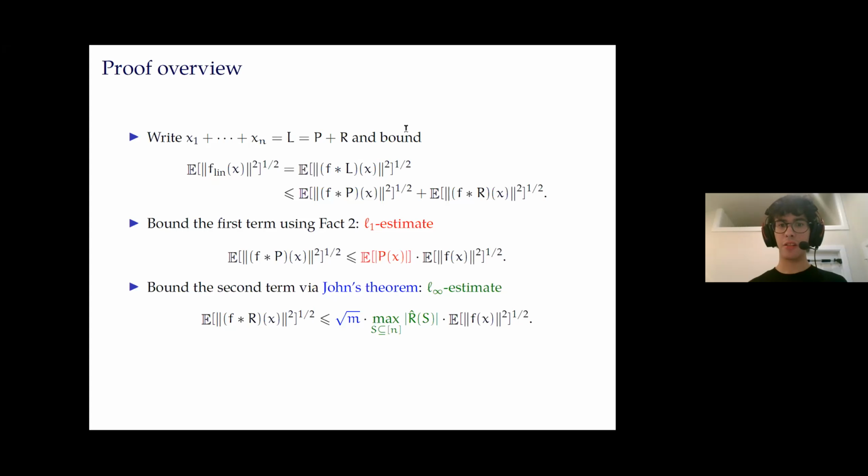And notice here you also have this term which comes from Pisier's inequality, this f of x squared. So basically all we need to do now is to control the sum of these colored terms.